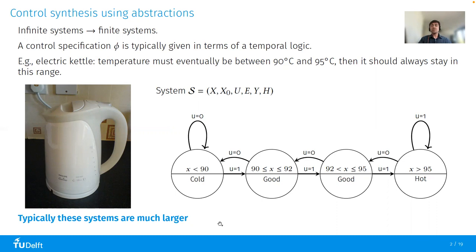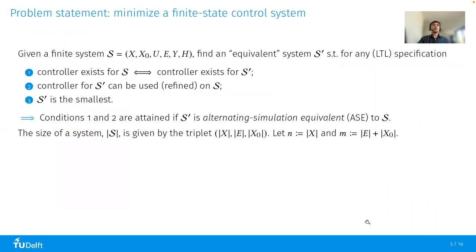Now, typically, these systems are much larger than this very simple example. Therefore, even though we get a finite system, it may be impossible to finalize the computation of the controller in finite time. So we address the problem statement of minimizing a finite state control system.